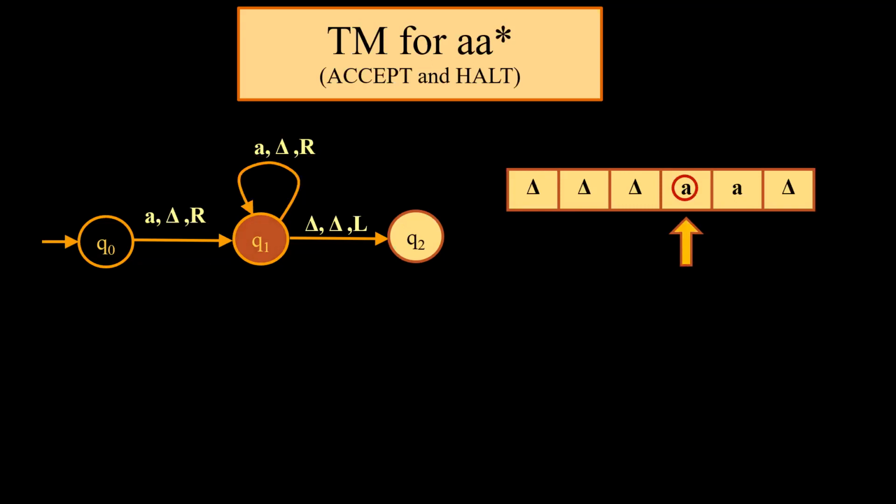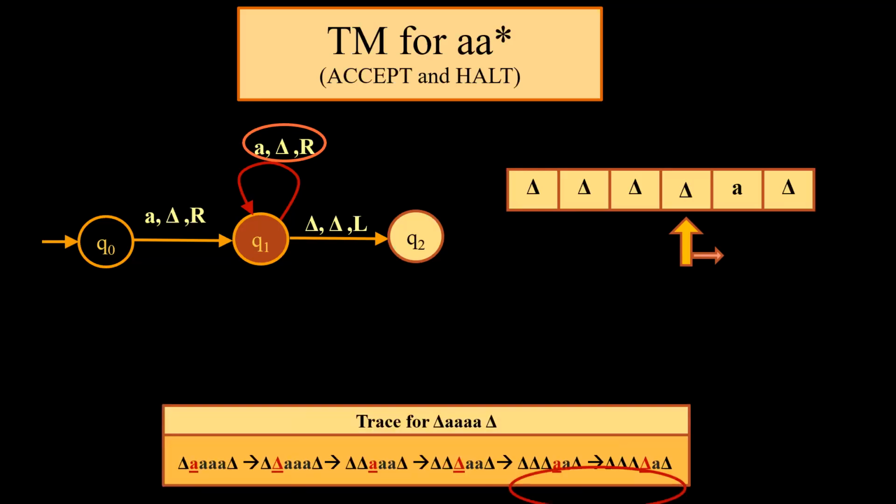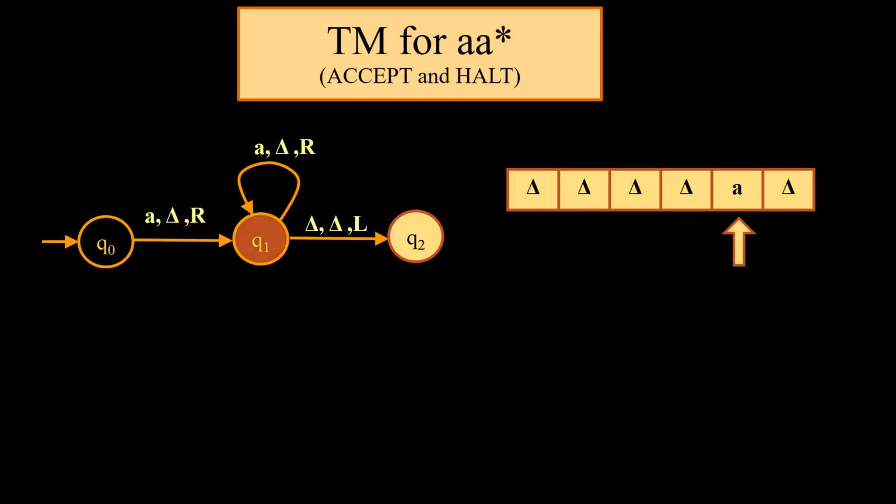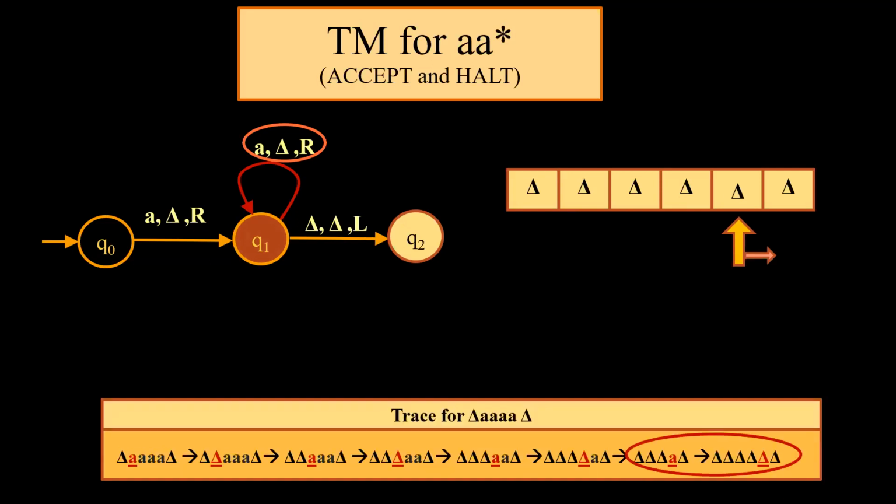There is another A. We are on the Q1 state. We will remain on that state itself because there is a loop at Q1. Again, this A will be converted into delta and we will move towards right because we have A delta R. Now again, the trace will be that the third A has been converted to delta. We are left with only one A and we are on the Q1 state. Corresponding to that, the transition says A delta R. So this is converted into delta and we move one step towards the right.